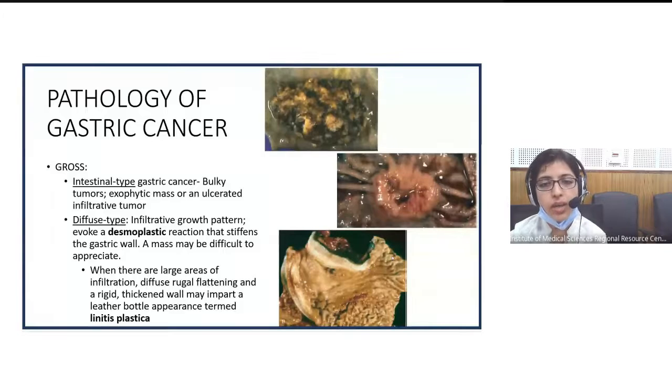Okay, so in diffuse type, there is an infiltrative growth pattern that evokes a desmoplastic reaction, and it stiffens the gastric wall, and there is flattening of the gastric rugae, thickening of the wall, and a leather bottle appearance termed linitis plastica. Okay. This is the gastric ulcer, a malignant gastric ulcer. That is, this is a malignancy that is presenting as an ulcer, and this is an exophytic mass.